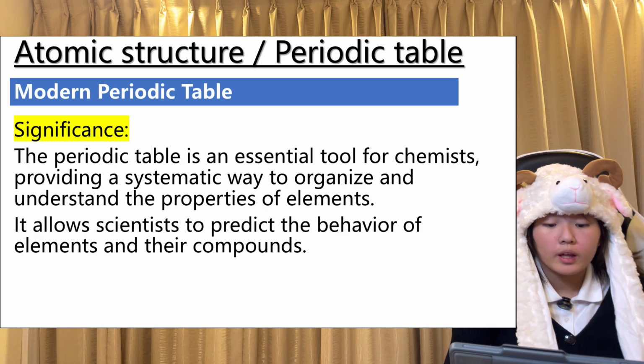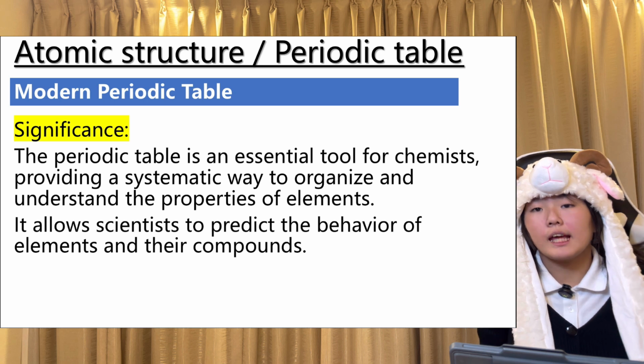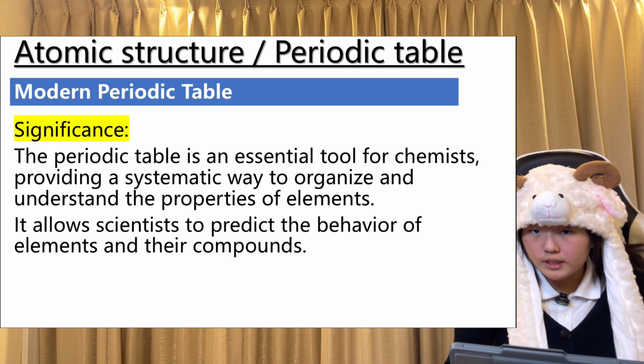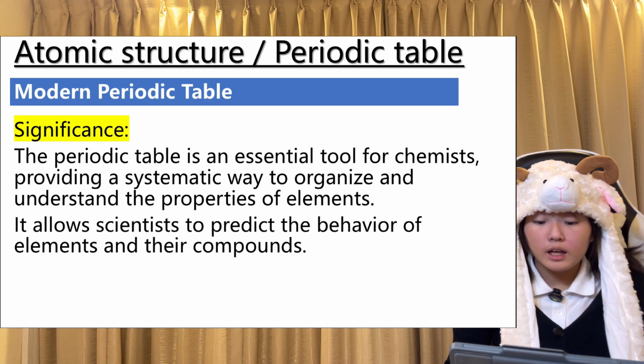The periodic table is very significant and is an essential tool for chemists, providing a systematic way to organize and understand the properties of elements. It allows scientists to predict the behavior of elements and their compounds.